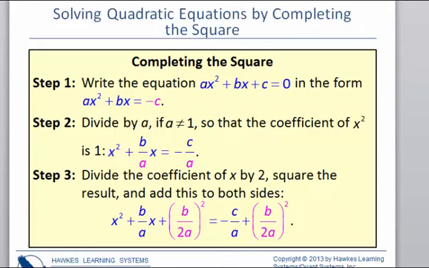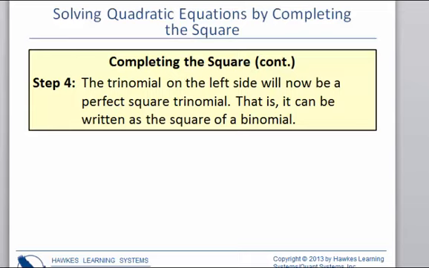The third step is to divide the coefficient of the x, so the number that sits in front of the x, by 2, square the result, and add this to both sides of the equation. And then step 4 says that you should be able to factor what is on the left side of the equation and then solve. Okay, and again, those are pretty mathematical steps, and it will be easier if we look at it with an example.